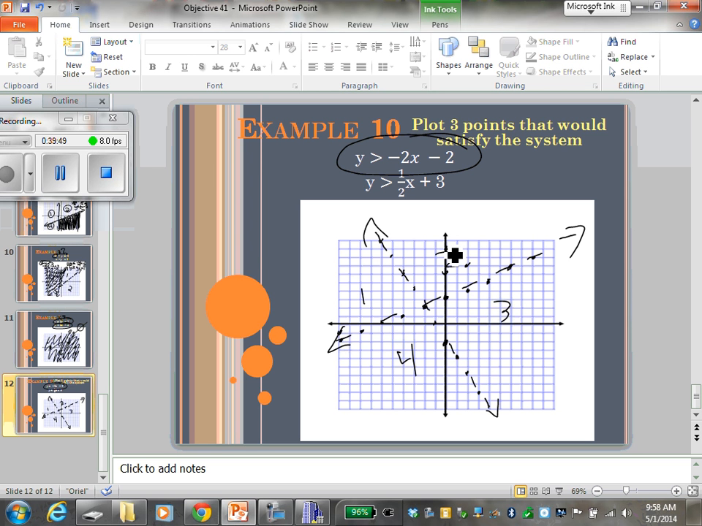Kathleen, what was your first point? 0, 3 or something? Now, this would work if it was equal. But since it's not equal, these points don't work. Does that make sense? So you gave me points that were actually on the line. Make sure you go above the line and get greater than. Okay?